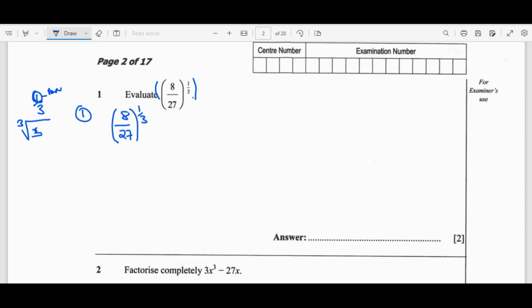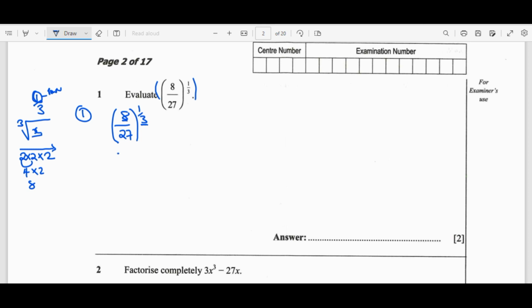In this situation, we're going to find a number such that it should multiply itself 3 times to give us 8, and also 3 times to give us 27. So let us see. A number which can multiply itself 3 times to give us 8: 2 times 2 times 2. 2 times 2, that is 4. 4 times 2, that is 8.